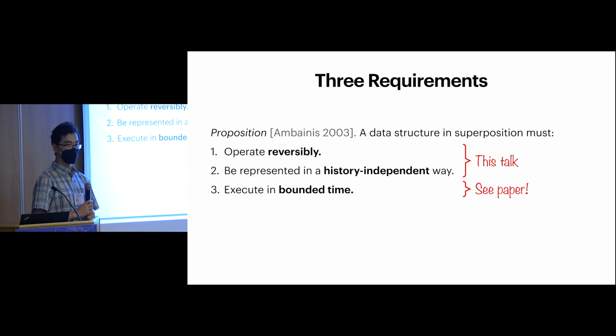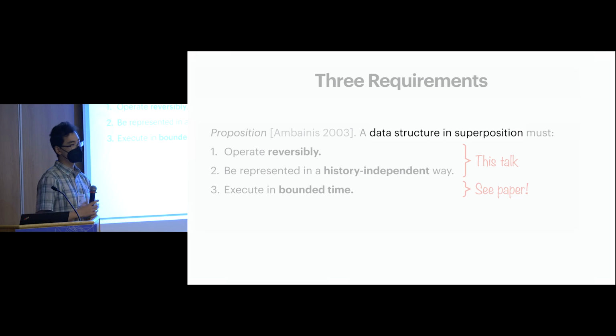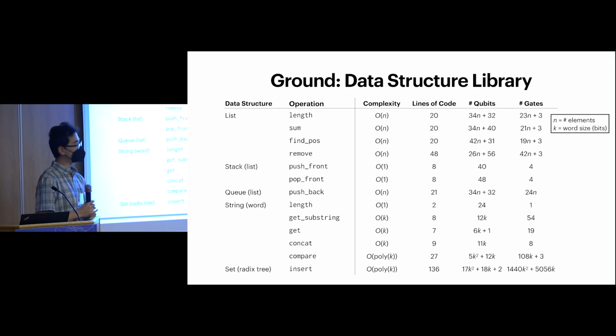Okay, so we've talked so far about a lot of data structures in superposition, but we have not really actually given many examples of what these data structures look like. And that's what I'm going to try to do next by discussing the data structure library we implemented in Tower, which is called Ground. So there's a lot of stuff on the slide right here, and you don't really have to focus on all of it.